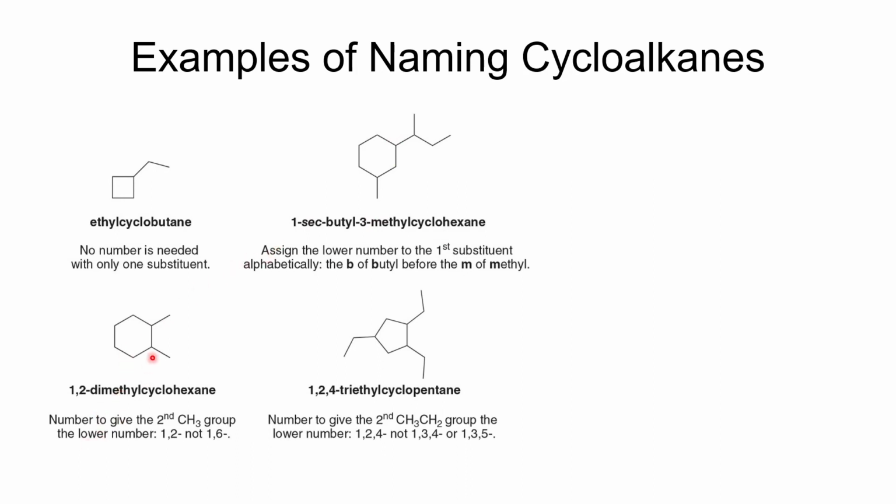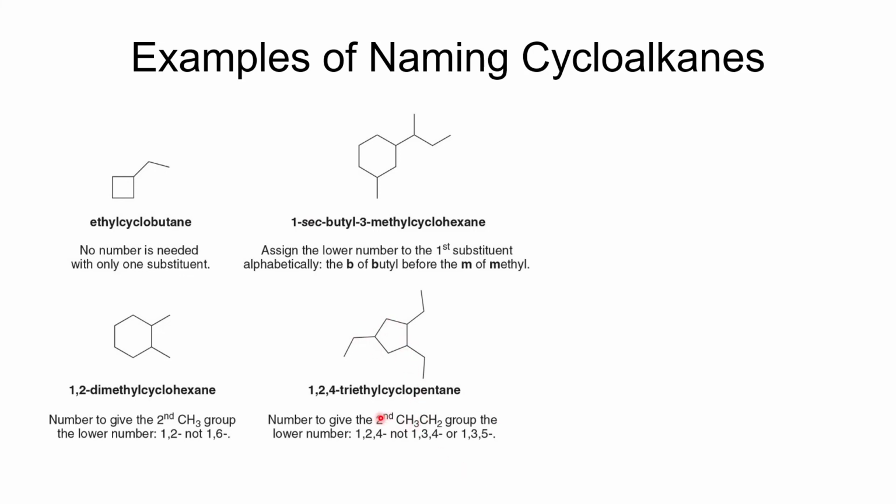Then this one has 2 methyl groups. We want to number it so that our second group gets the lowest possible number. So this is 1,2-dimethyl cyclohexane instead of 1,6. We don't want to confuse that. And then here we want to give our second substituent the lowest possible number. So we could do 1, 2, 3, 4, and it would be 1,2,4, not 1,3,4 or 1,3,5. That would be really weird.